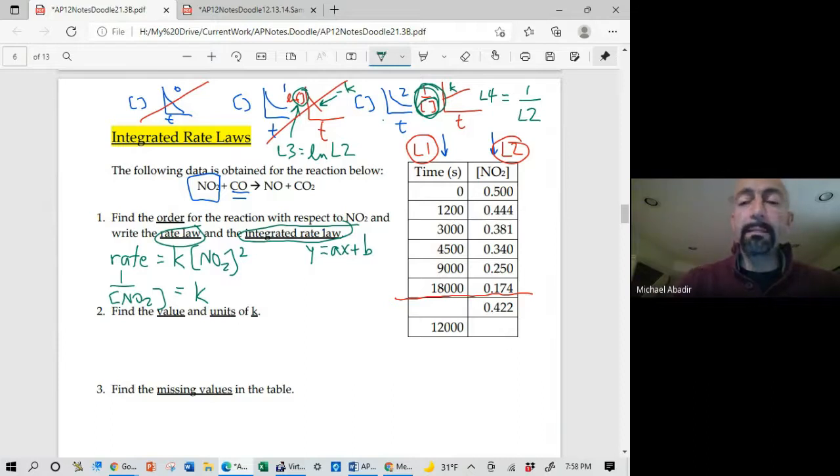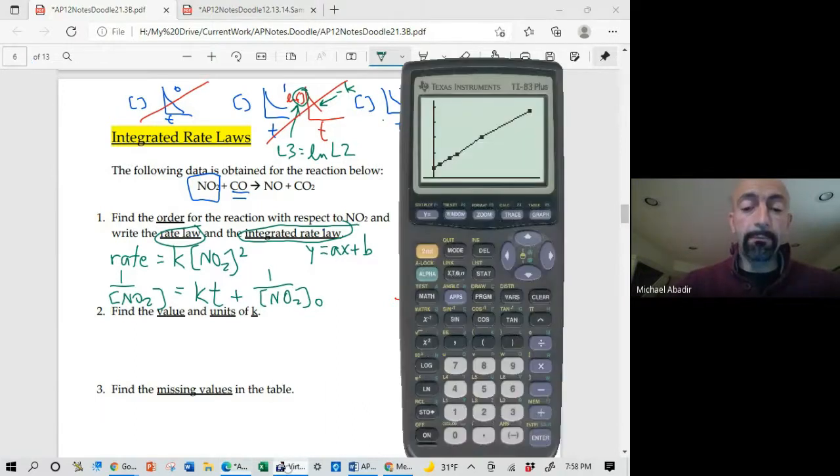Okay, my x-axis in this is time. So that's going to be there, plus the intercept. So the intercept is this point right here on the graph. And that point is 1 divided by the original concentration of NO2. That's what that little 0 means. It means at time 0, the concentration of the NO2. So now we want to find the value in the units of the constant itself, which is the slope. So the calculator will do that for us.